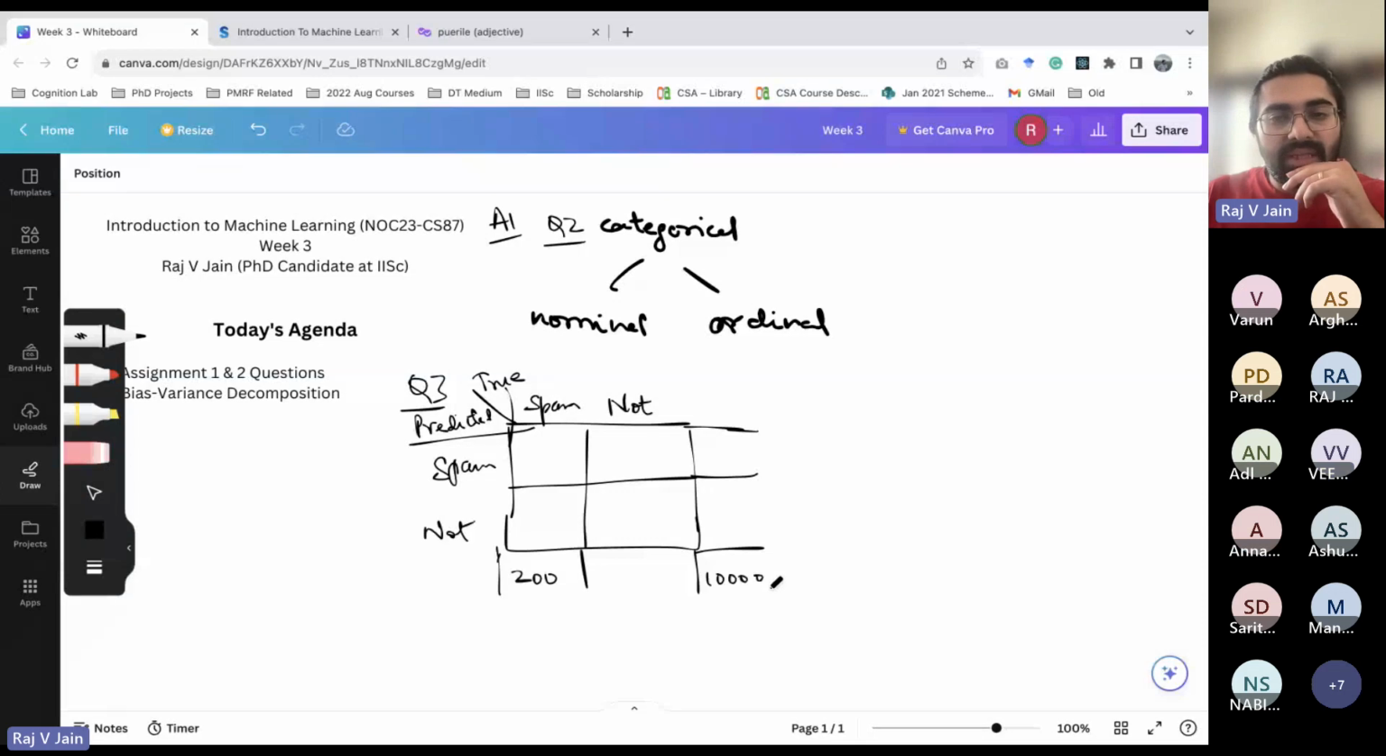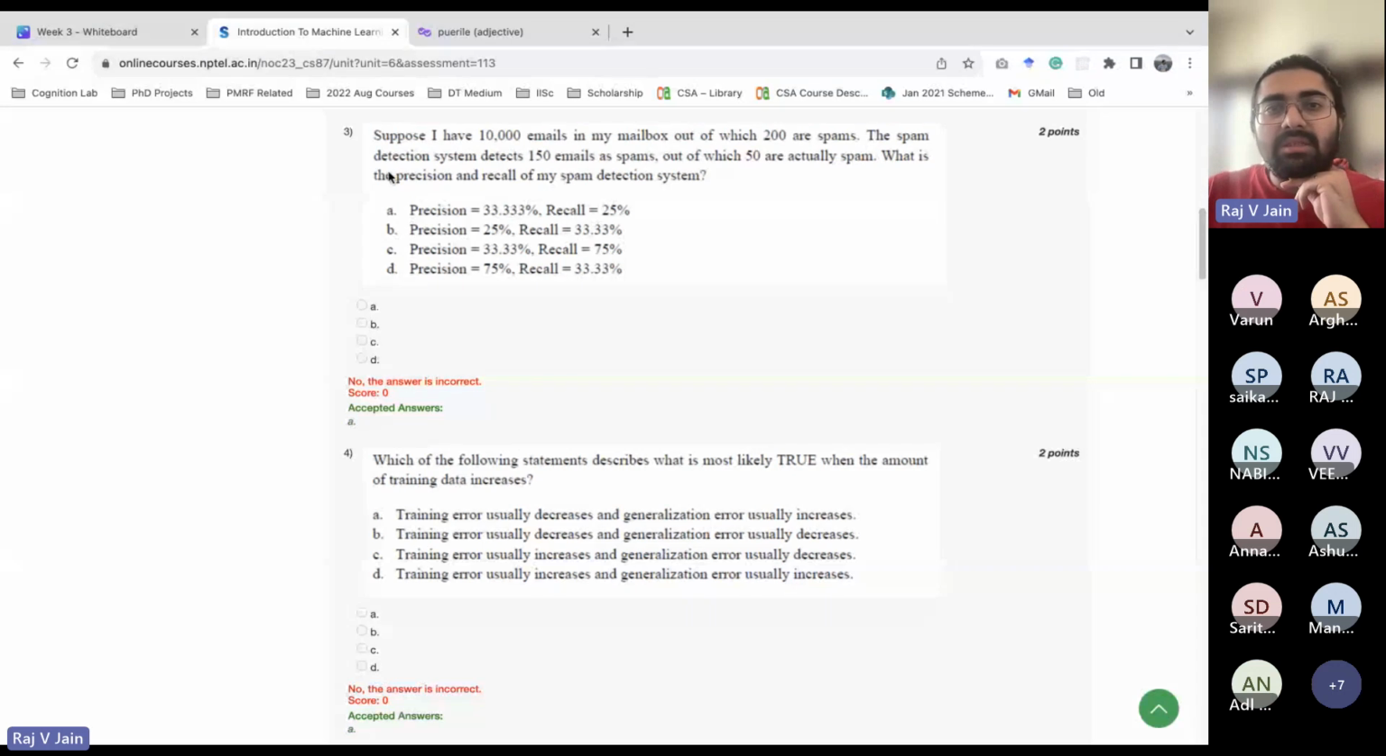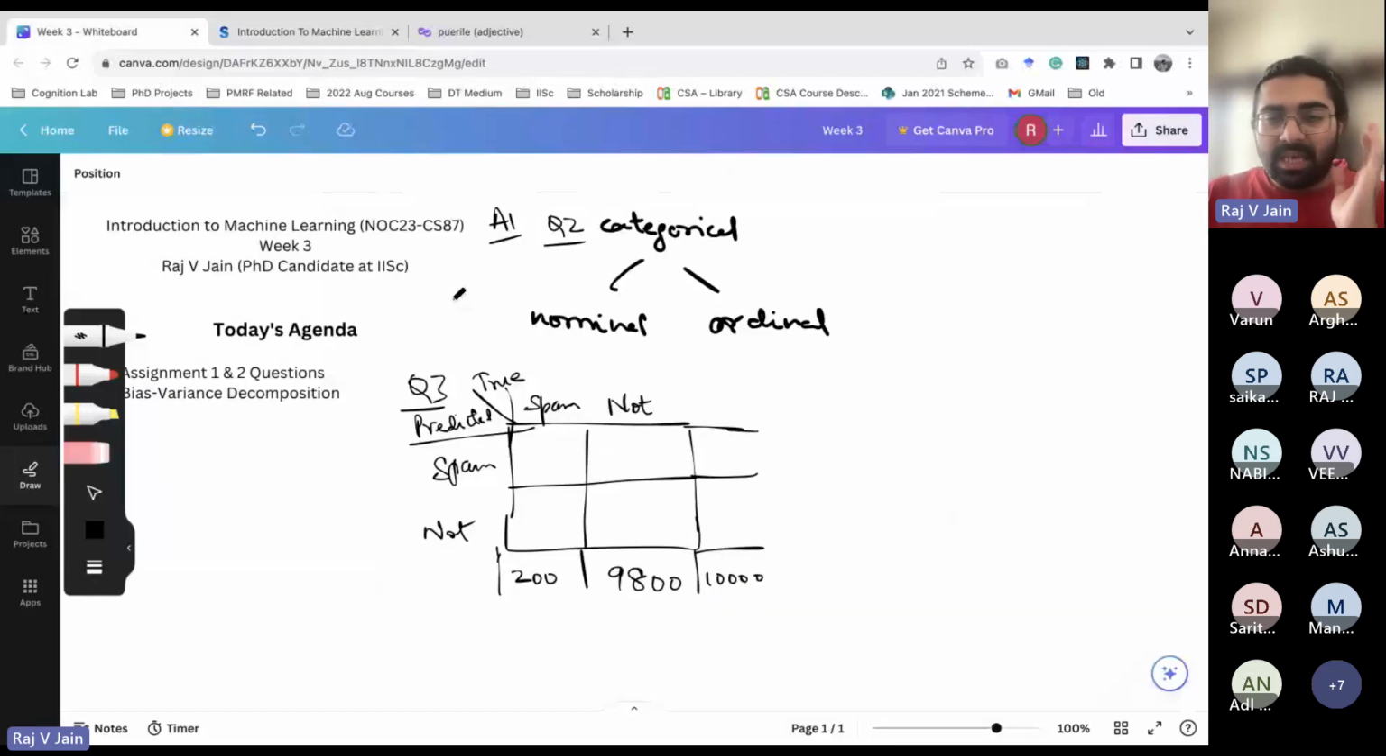What is the total number? 10,000, right? 8,000. Sorry, sir, 9,800. This is the true not spam. Then we are saying the spam detection system detects 150 emails as spams. So 150 goes here. We don't know how much is the distribution between these two, right?